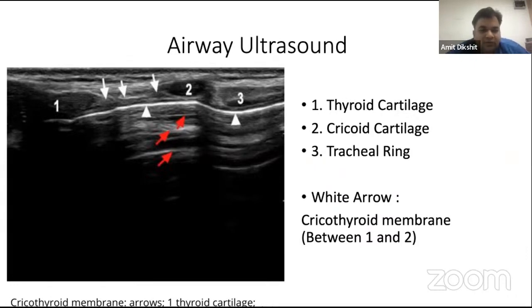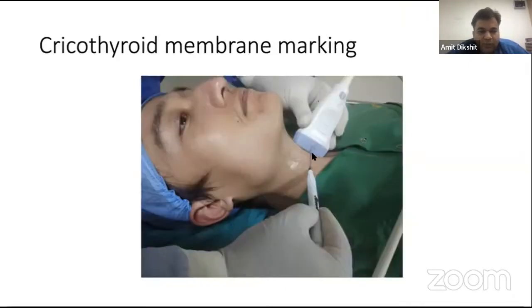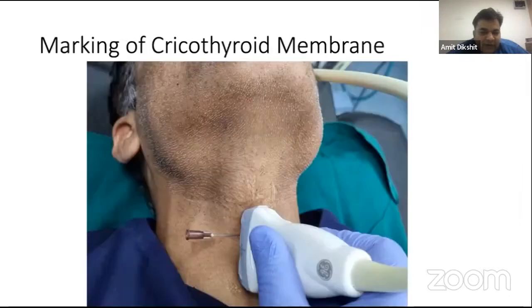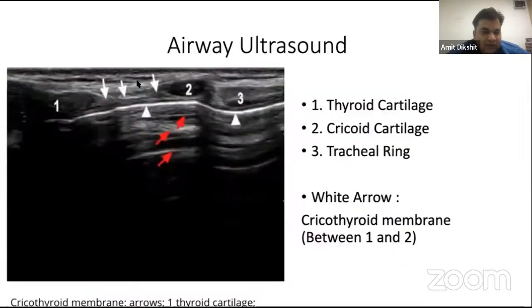Just press the M mode button once, and it will divide the whole screen into two. We just have to bring the structure into the middle of the screen and mark it with the marker pen, or we can place the probe and move it caudad and cephalad, and try to place the needle. The needle is seen again, it creates a metallic artifact, and we can see the middle of the screen, and we can easily mark this area as the cricothyroid membrane. So this is how we do marking.